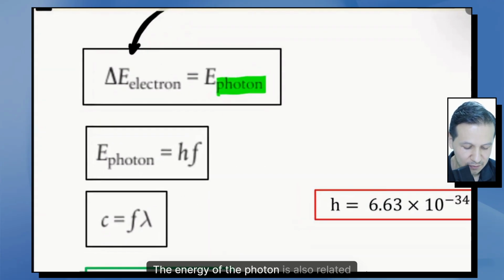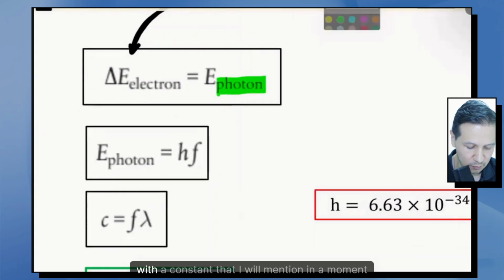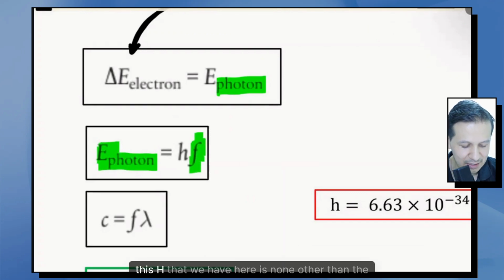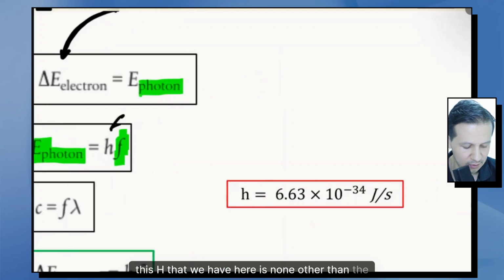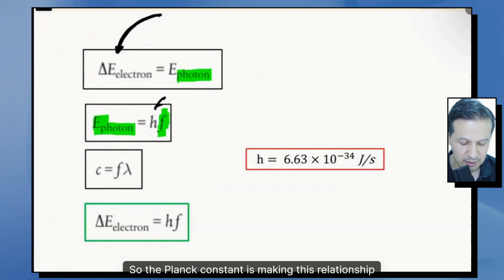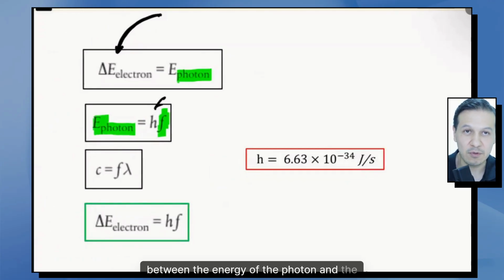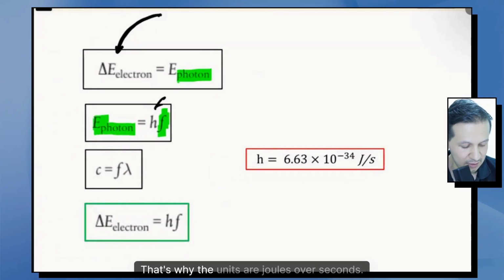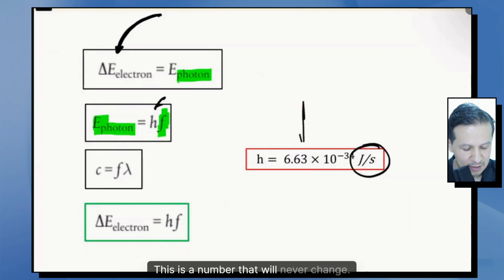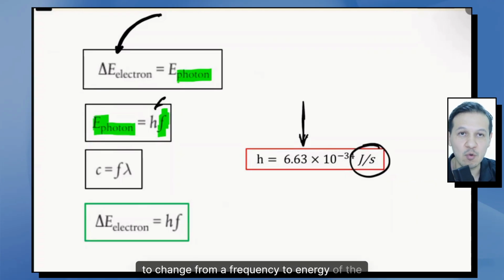The energy of the photon is also related to a constant that I will mention in a moment, and the frequency, the one that we talked about before. This h that we have here is none other than the Planck constant. So the Planck constant is making this relationship between the energy of the photon and the frequency. That's why the units are joules times seconds. This is a number that will never change, but it is the number that we use to change from a frequency to the energy of the photon.